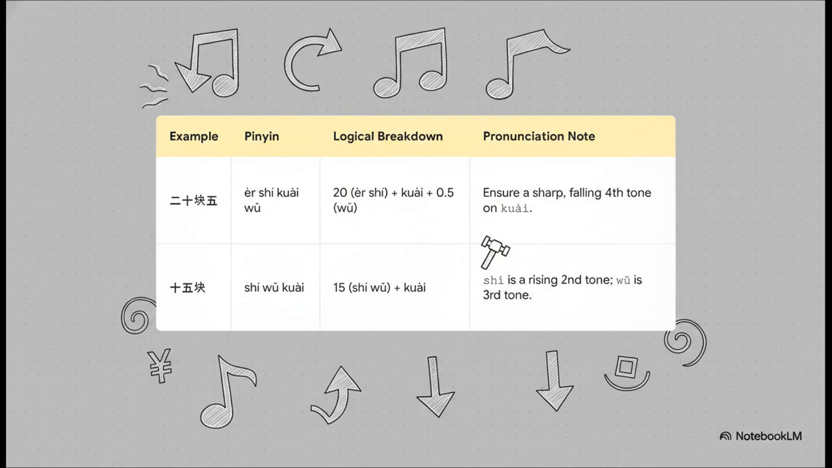Okay, now let's look at the second example, shi wu kuai. Here we have a rising second tone, sh, followed by a falling rising third tone, wu, and we finish with that same strong fourth tone, kuai. Slowly, shi, wu, kuai, and at a natural pace, shi, wu, kuai. Getting that melody, that flow is absolutely key.